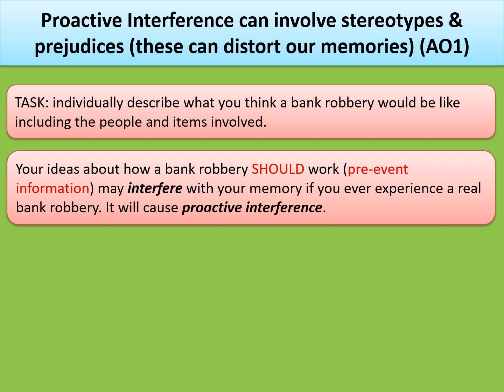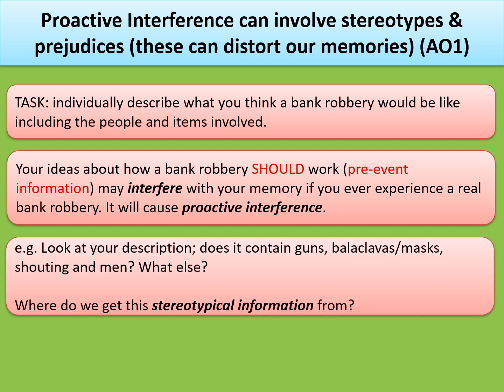And the thing is, your ideas about how a bank robbery should work, your pre-event information, may interfere with your memory if you ever experience a real bank robbery. It will cause proactive interference. So when you look at your description, it's probably got things like guns, balaclavas or masks, shouting, probably men wearing black, people saying get down or give me the money. You're probably thinking about getaway drivers.